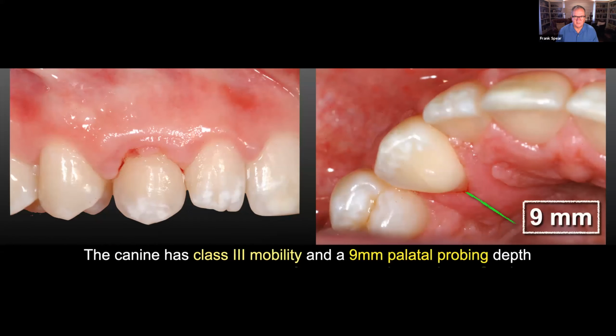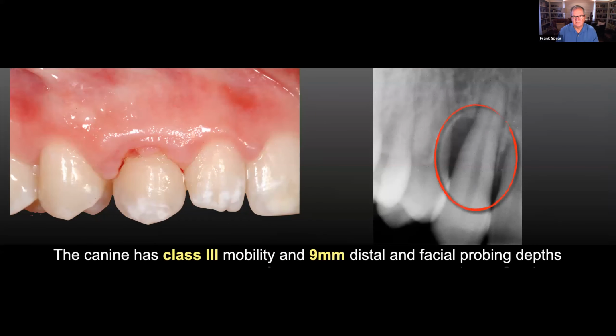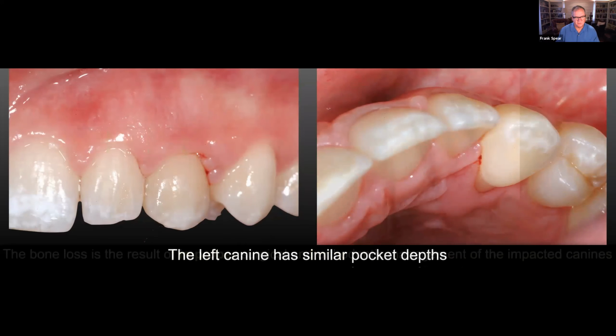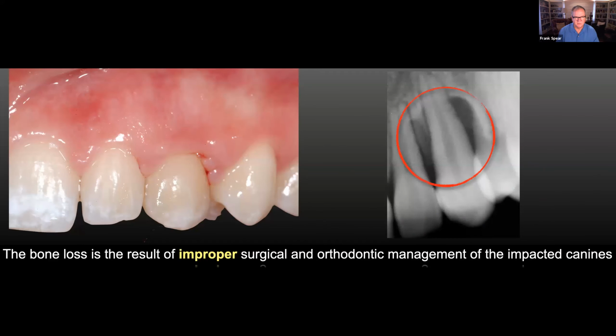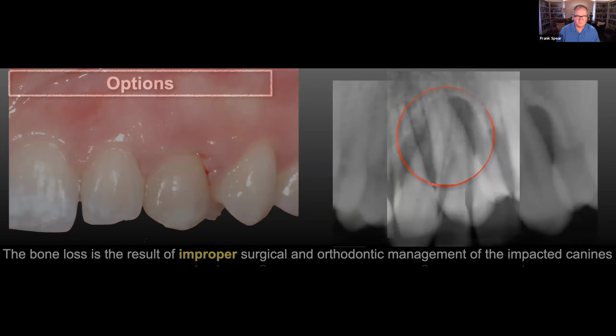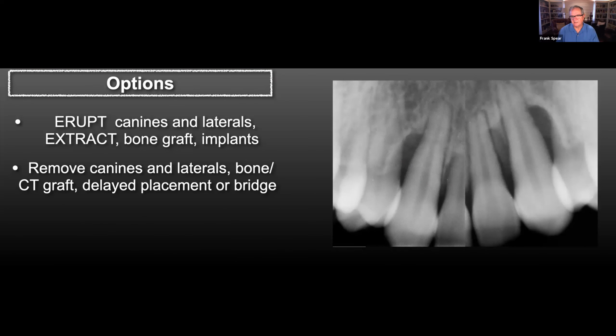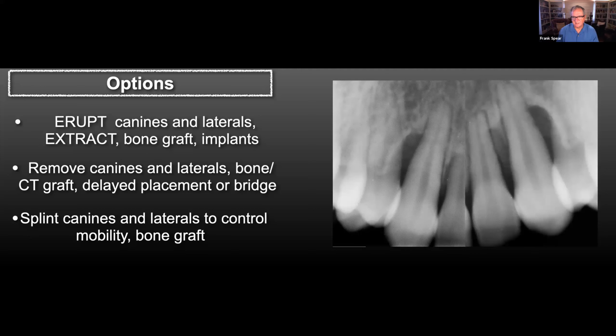You probe it, it's got class 3 mobility, probes 9 on the palate. Look at that bone loss on the radiograph. Probes 9 straight facial, 6 on the mesial, 17 years of age. And so, as I said, sometimes you just want to give things a shot, and this is one of those times. Because you can always take these teeth out, but you can't put them back. And so the options: erupt the teeth to try and get more bone before you take them out, remove the canines and laterals, bone graft, try and place implants, splint the canines and laterals to the adjacent teeth to control the mobility, and attempt to graft. That's what we chose to do.